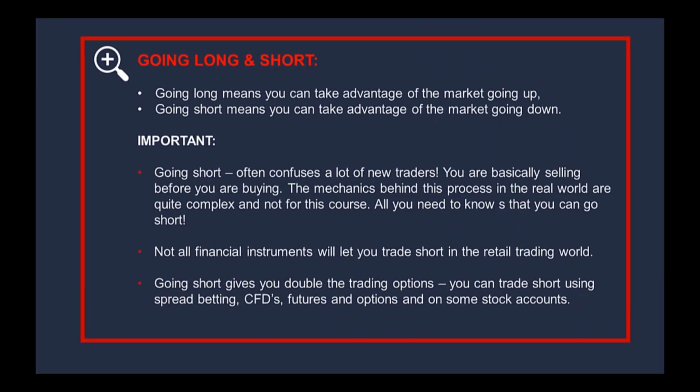Darvas was only looking for long trades, i.e. when the market goes up, he's going to take advantage of that price movement. But remember, it's much easier for us to go short. If we're trading CFDs, spread betting, whatever, using options, we can take advantage of the market going down. Now, going long and short, or especially short, can often confuse new traders, so I'm going to just spend a few moments explaining the idea. But basically we're selling before we're buying, and the mechanics of the whole way of doing so is quite complicated, but as a retail trader, private investor, you don't really need to know that. All you need to know is that you can actually go short.